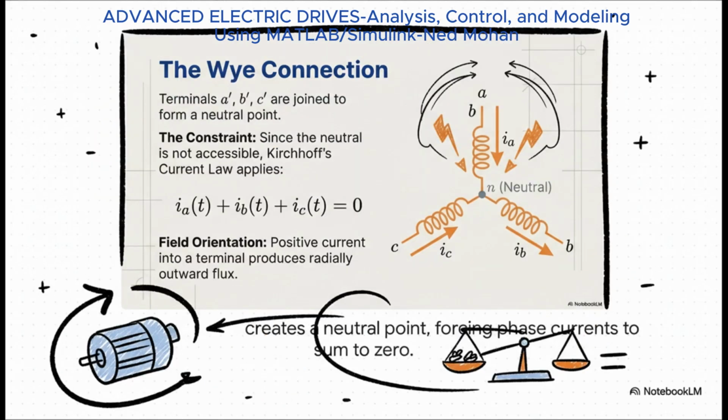Now, of course, we need to connect these three windings together. We do that in what's called a Y, or a star, configuration. I want you to imagine three ropes tied together at a single point in the middle. That point is our neutral. And because that point isn't connected to anything else, the forces in the ropes have to perfectly balance out. Well, it's the same exact thing with the currents in our windings. Kirchhoff's current law tells us that at any given moment, they have to add up to 0.